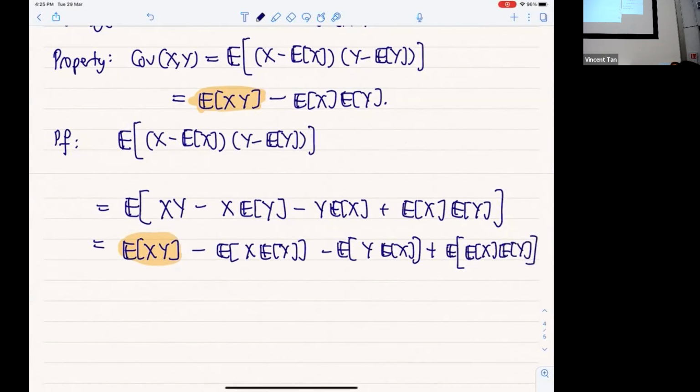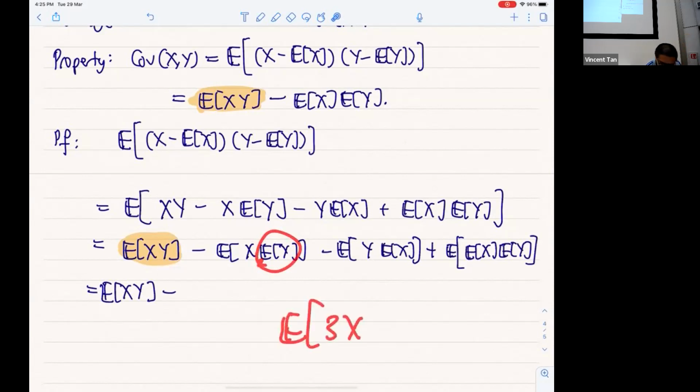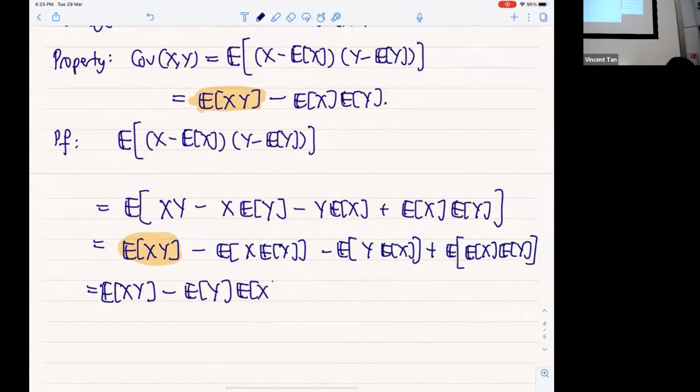Okay, but what do we notice? This we keep because we love it. But now this is a number. This is nothing but a number. It's just an expectation value of 3x, which is 3 times the expectation value of x. The constant can be brought outside. So that's exactly what we'll do: expectation value of y, expectation value of x. Then here, this is a constant, it can be brought outside. So now we have the same thing, expectation value of y, expectation value of x.